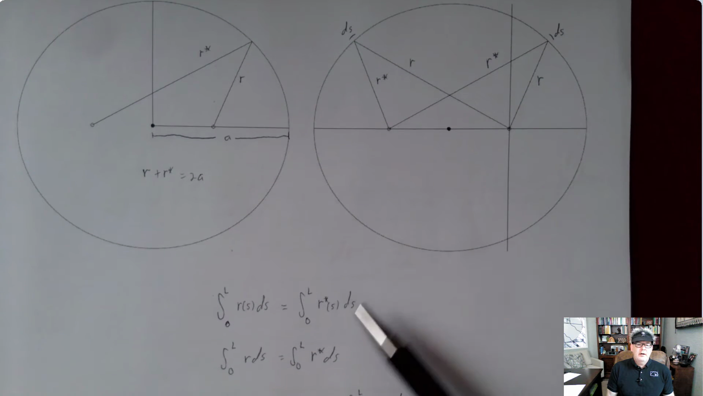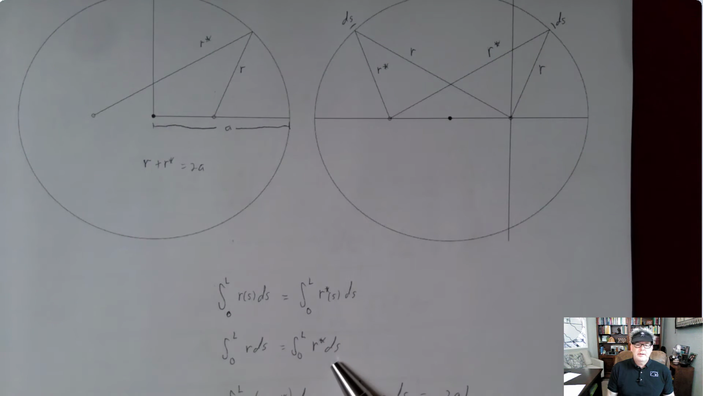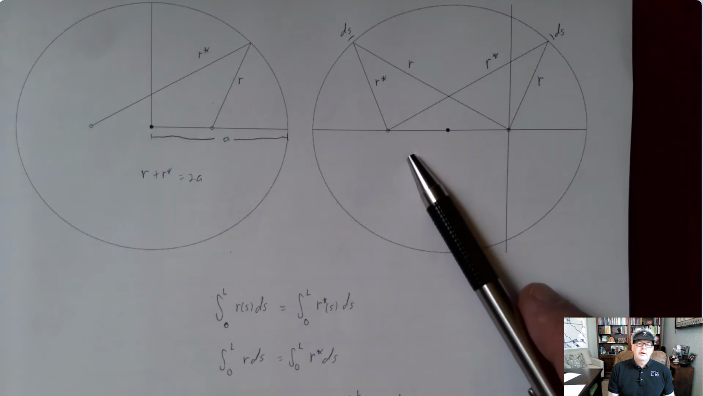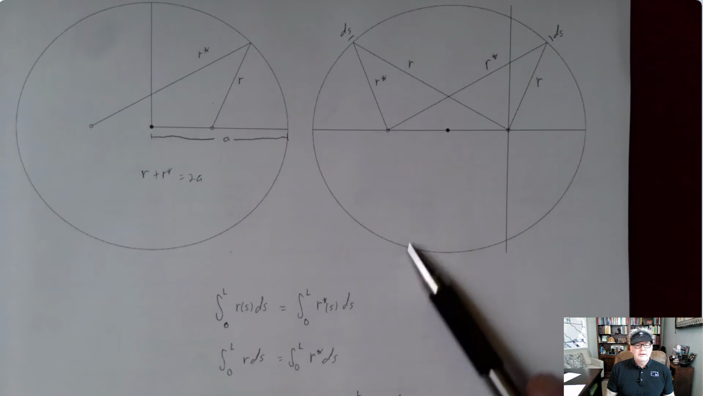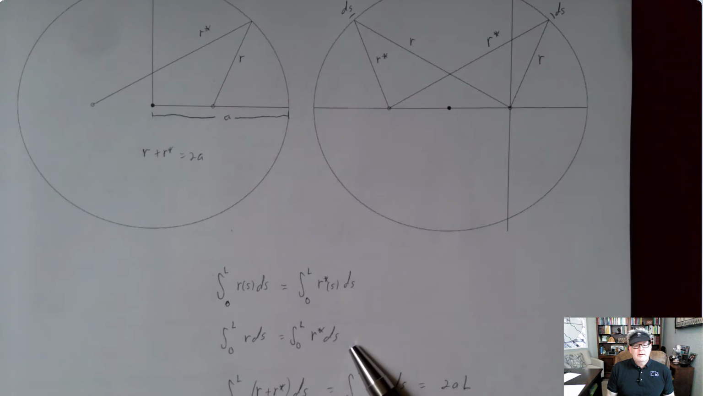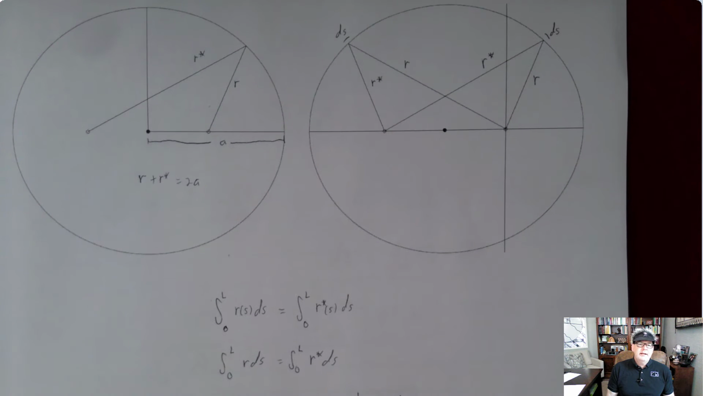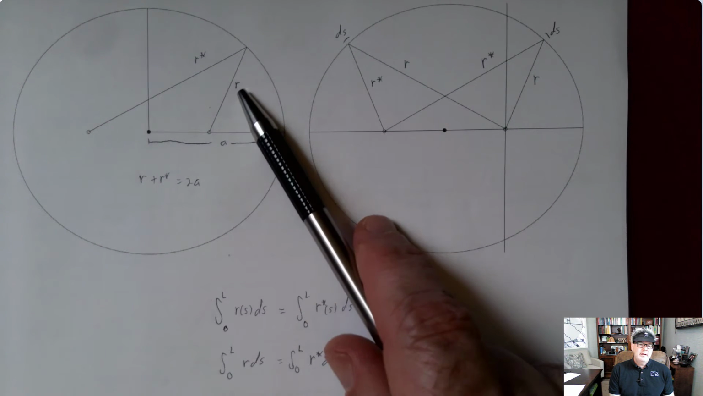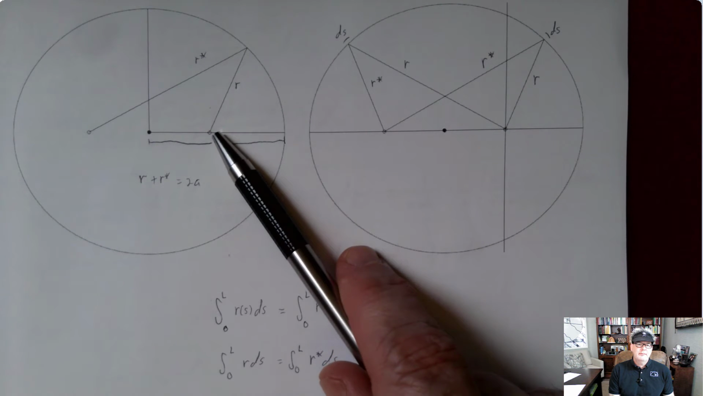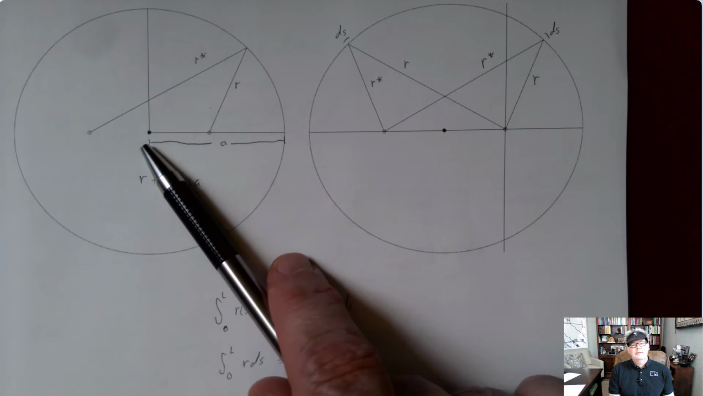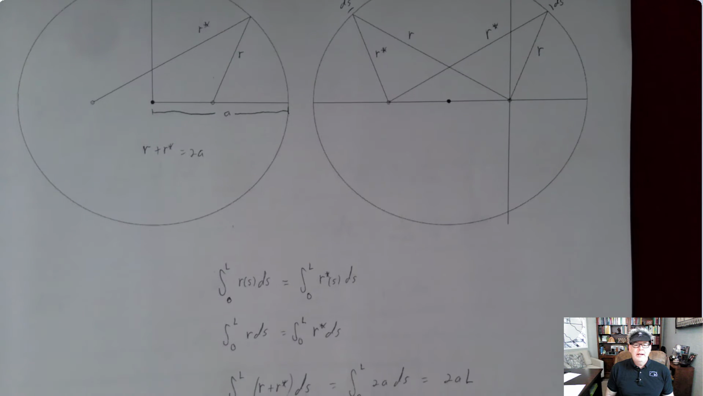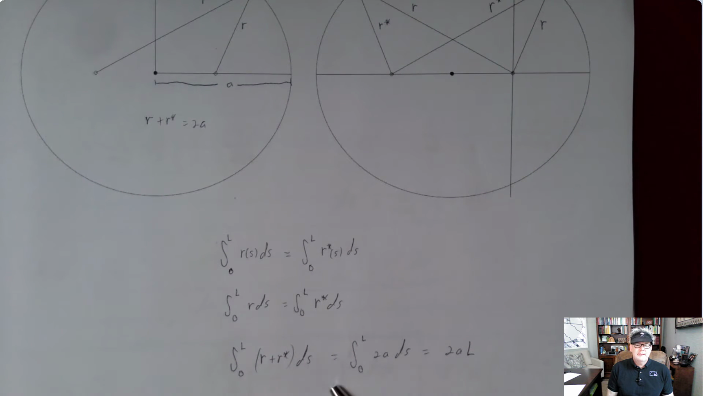Anyway, so if I integrate 0 to L of r ds, that's going to be the same as r star, where r star is the distance to the other focus, if you go all the way around. But if I integrate their sum, by the property of ellipses, at every point on the ellipse, the distance you are from both foci sums to 2a. So the sum of the two distances there is always 2a at every point on the ellipse. So this integral will be 2aL.